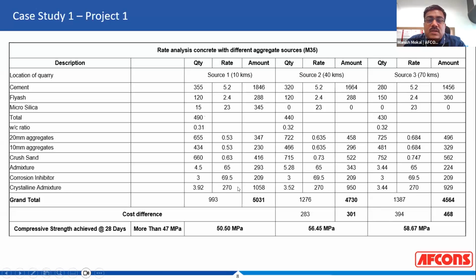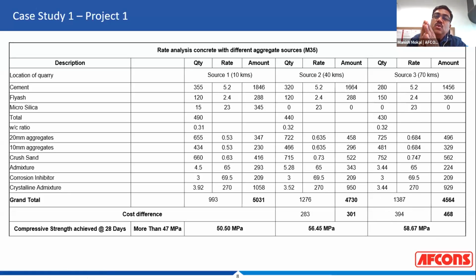Now, I will not get into the calculation, but just to give you an idea, if I compare source 1 and source 3, per cubic meter, I was spending 394 rupees more on the procurement of aggregate, because the cost of aggregate here is around 5.53, here it is 0.684. So I was incurring almost 400 rupees more for the procurement of aggregate, but because I was able to reduce the cement contents significantly, for the cost per cubic meter, I was able to save around 468 rupees per cubic meter. It's a big saving.